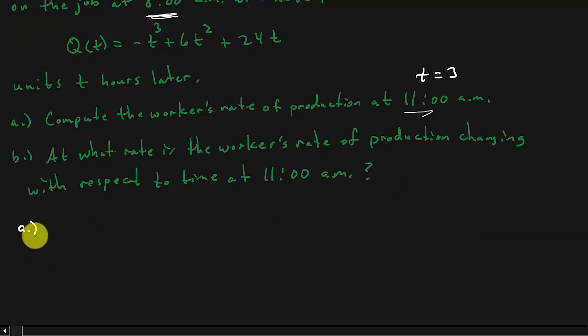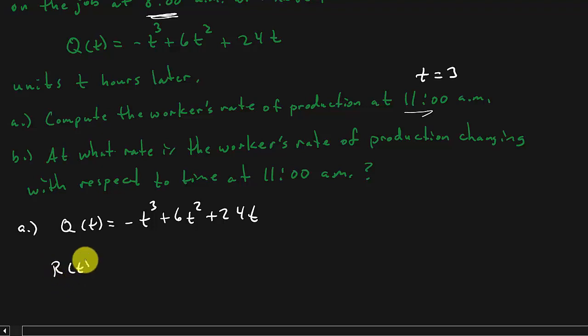So part A, we've got q of t is equal to negative t cubed plus 6t squared plus 24t. And so this right here, we could call it r of t, which is the rate, which is the first derivative. I mean, if you want to put r of t, you can. You can probably use whatever letter you want, but it's just the first derivative of this function. So that's negative 3t squared plus 12t plus 24.